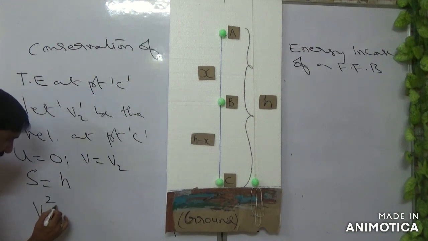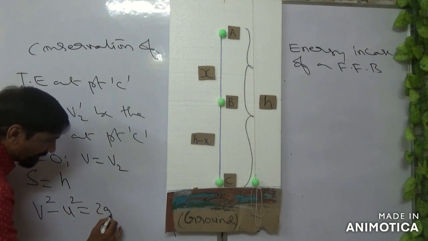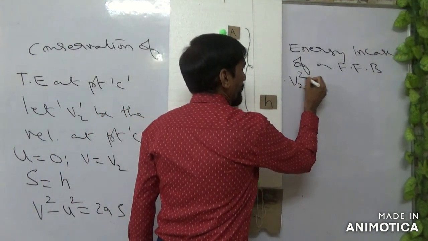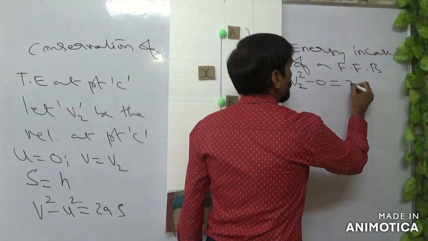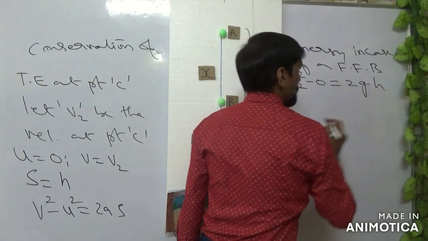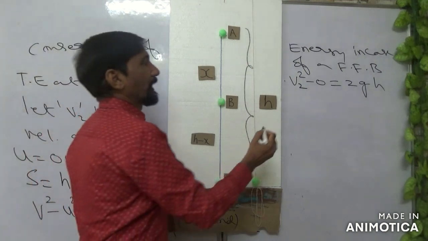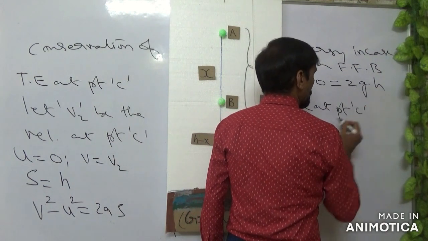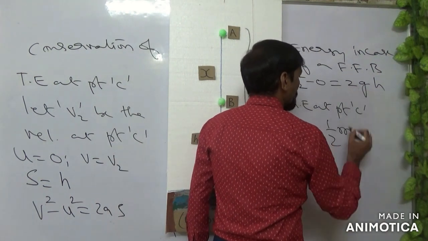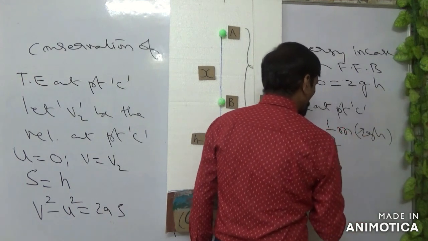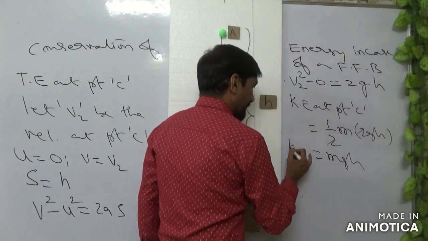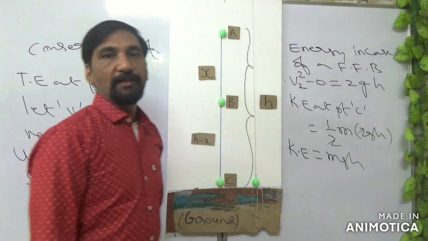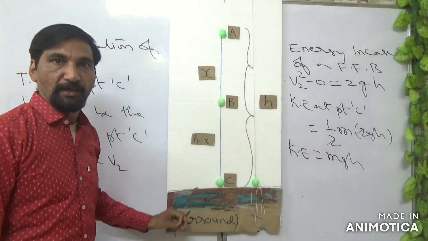So make use of the relation v square minus u square equal to 2as. Final velocity V2 square, u is 0, 2 a taken as g, displacement h. So kinetic energy at point C equals half m V2 square. The 2 cancels, and you get mgh. So kinetic energy at point C is mgh, just before it touches the ground.